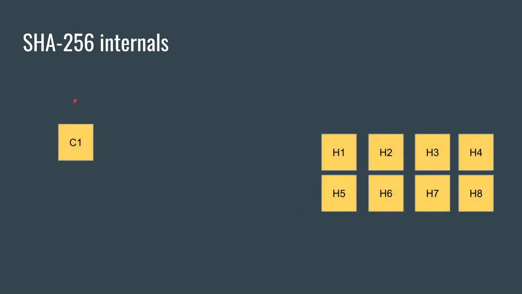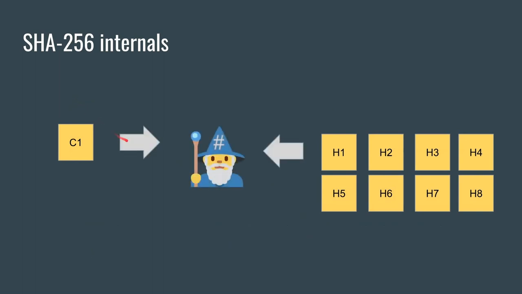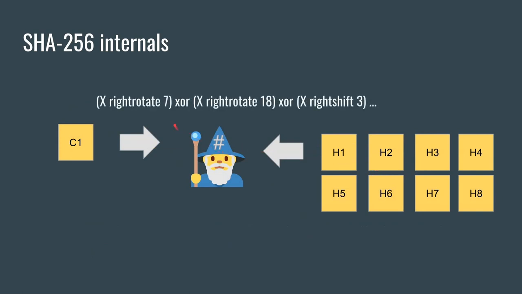So we'll start by taking our first input chunk. We'll feed that in to the hash algorithm along with our initial state here. The hash algorithm wizard will say some other magic spells like x rotate 7, xor x right rotate 18, that sort of thing. A lot of very specific bit shifting operations going on. He'll then perform 64 rounds of that, and the other types of SHA algorithms will do slightly more rounds. He'll then feed that output value back into the internal state array.